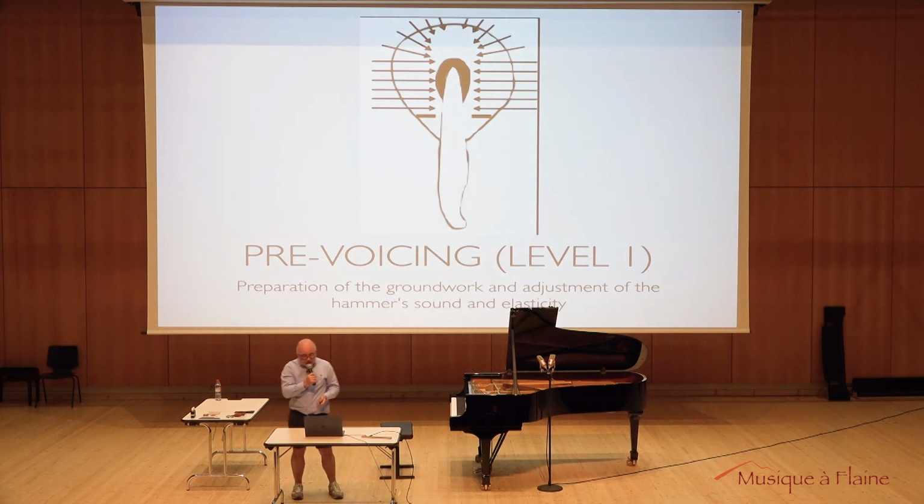So this is the pre-voicing. That drawing is not very good because the angle is not right here. Normally we needle with an angle like that, but this is just for an example. So when we have new hammers, we pre-voice with the needle all this part to get the elasticity.